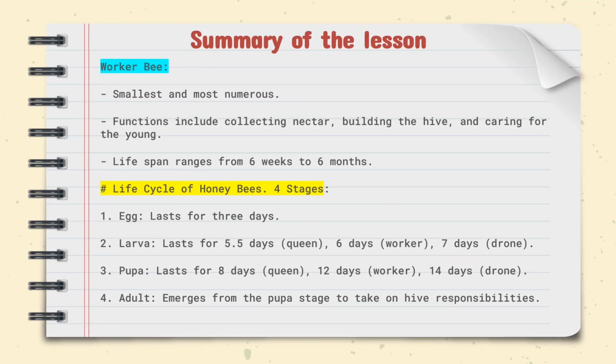Worker bee, smallest and most numerous. Functions include collecting nectar, building the hive, and caring for the young. Lifespan ranges from 6 weeks to 6 months.